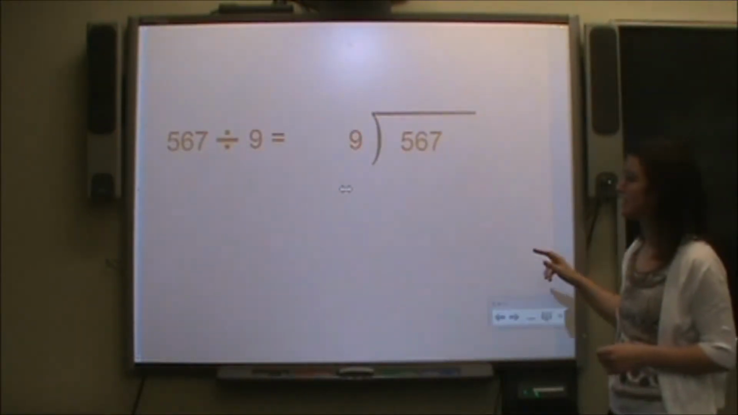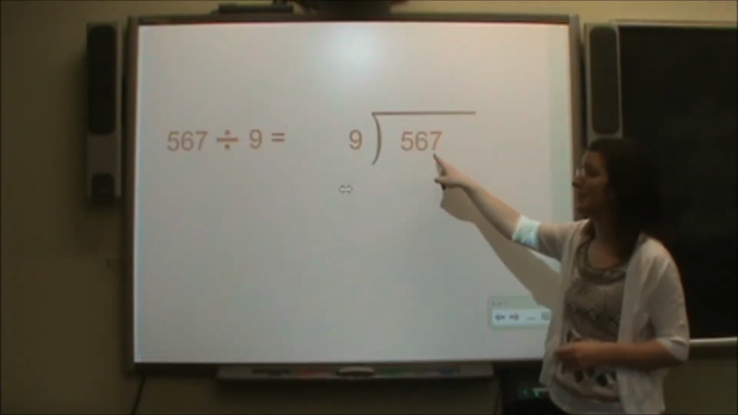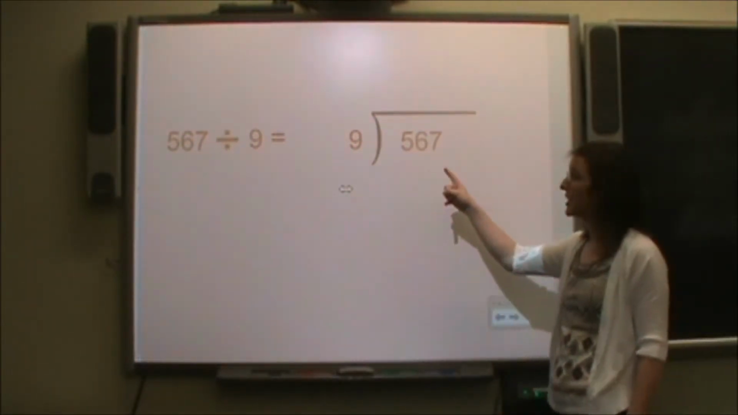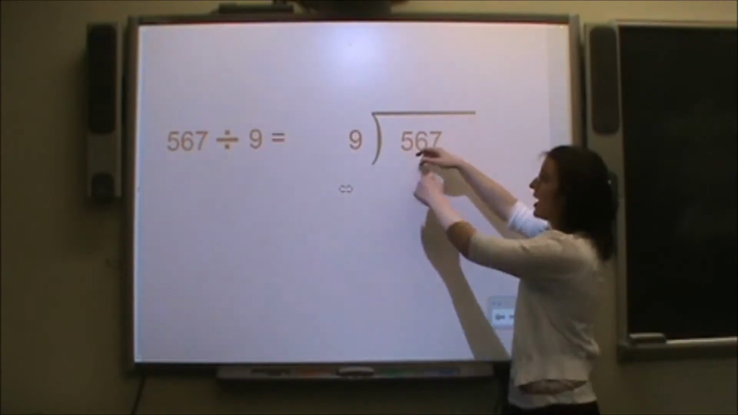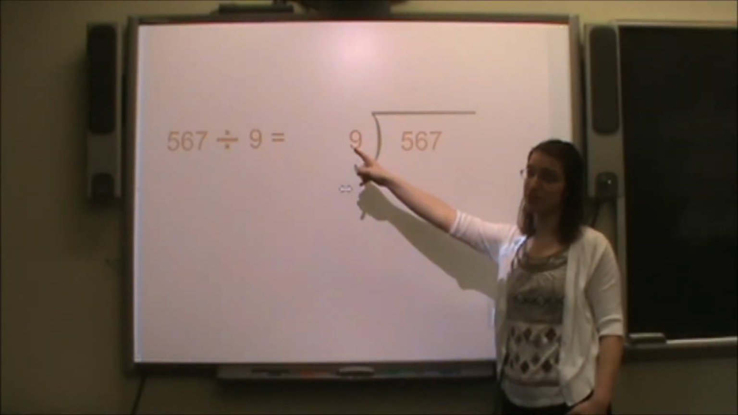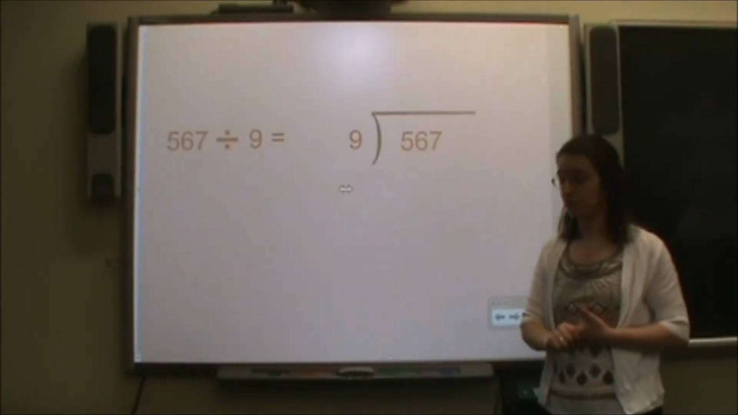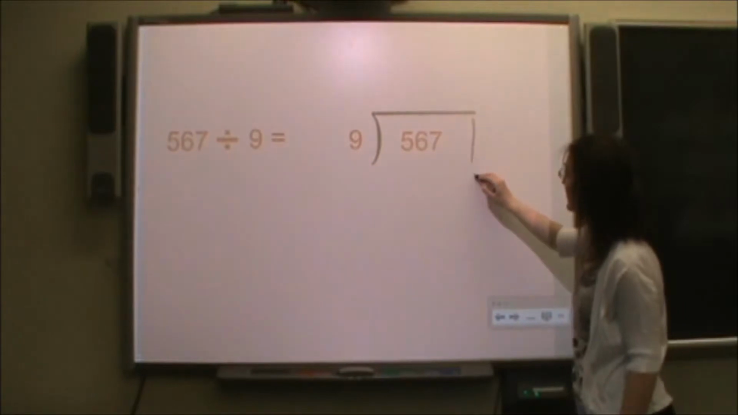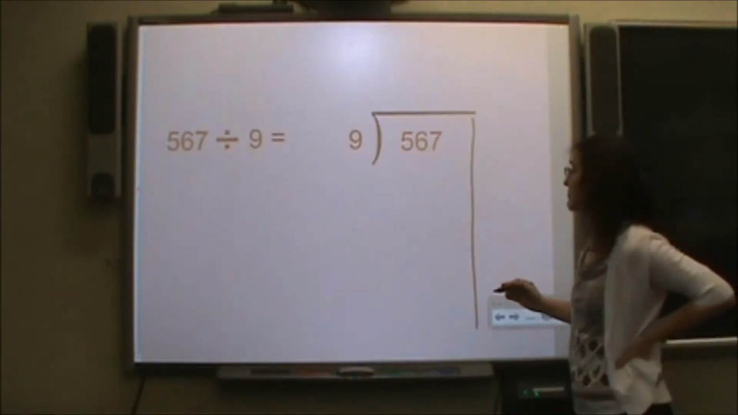is like this. This is our division symbol. So this is saying 567 divided by 9. You're going to put your dividend on the inside and your divisor on the outside because this is the whole and you're dividing it into 9 groups. In order to use partial quotient, we have to make a line down the side here. And that's to help me keep my numbers separated.